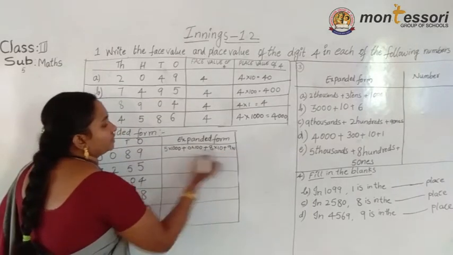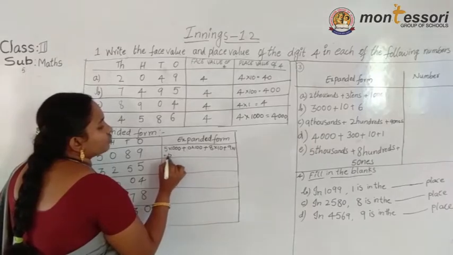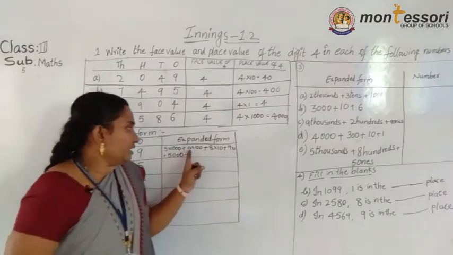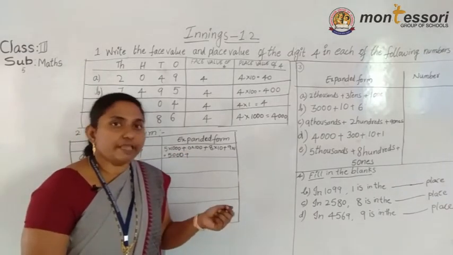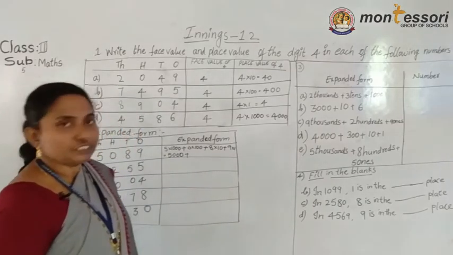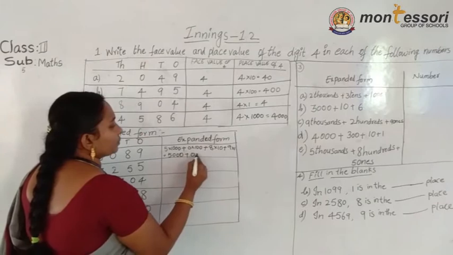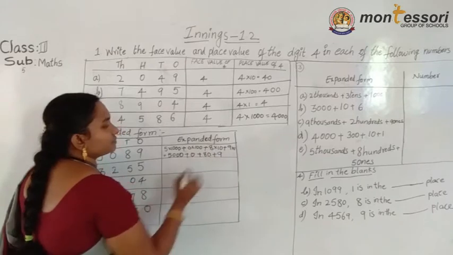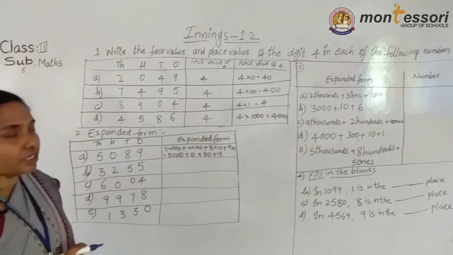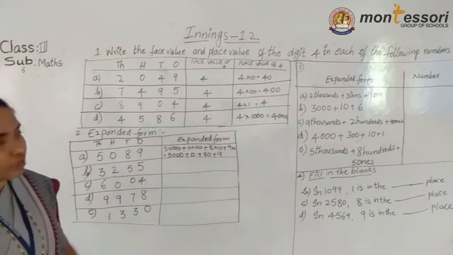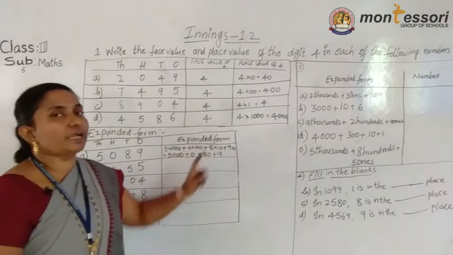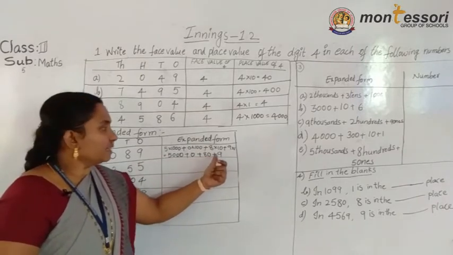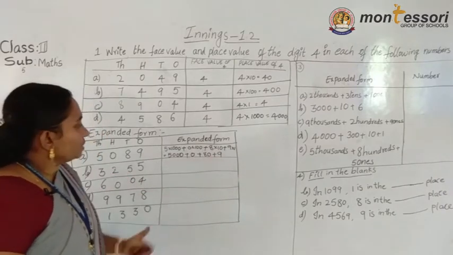9 into 1. So here 5 into 1000 is 5000. 0 multiplied with 100 is 0, because we can multiply any number with 0 and we get the answer 0, so I put a 0. Again 8 into 10 is 80, and 9 ones are 9. This is one method. You can also write it directly, no problem. This is for your understanding, but the correct answer is 5000 plus 0 plus 80 plus 9. Understood?